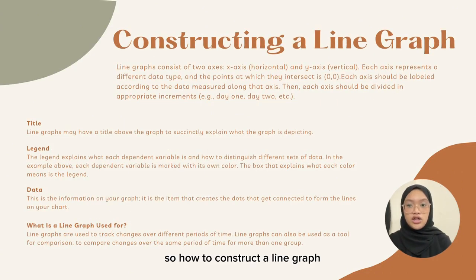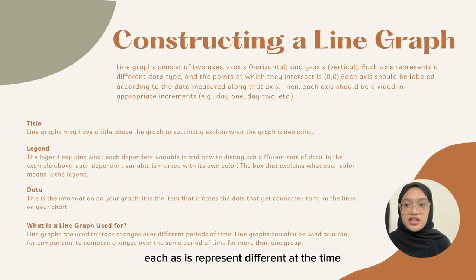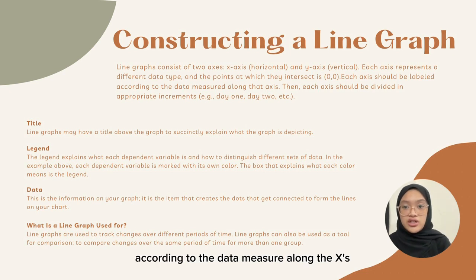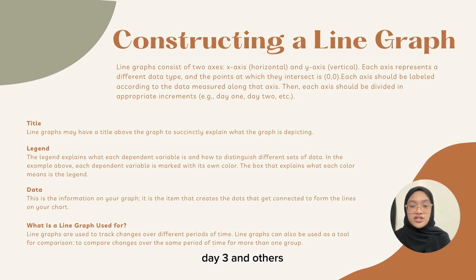So how to construct a line graph? Basically, to construct a line graph, it consists of two axes, which are the x-axis, the horizontal line, and the y-axis, the vertical. Each axis represents a different data type, and the point at which they intersect is 0. Each axis should be labeled according to the data measured along that axis. Then, each axis should be divided in appropriate increments, like day 1, day 2, day 3, and others.